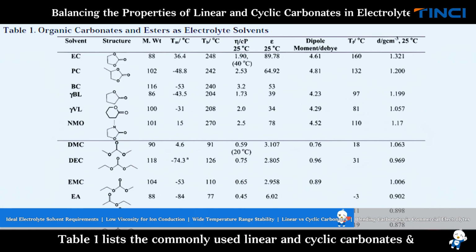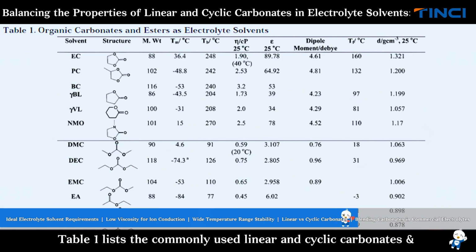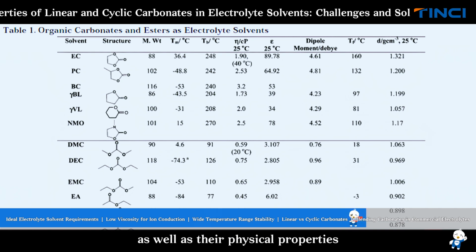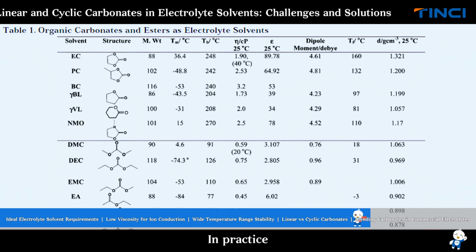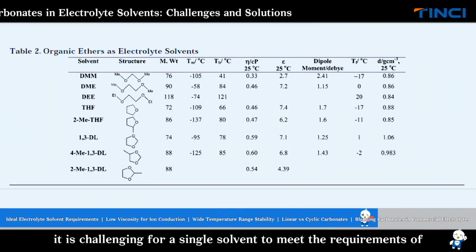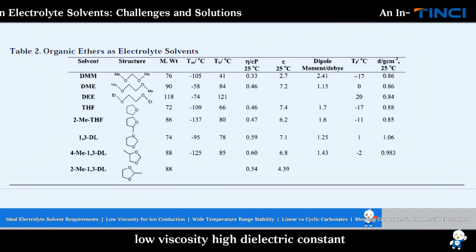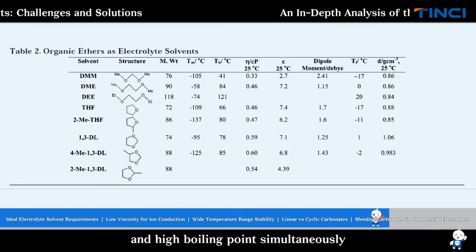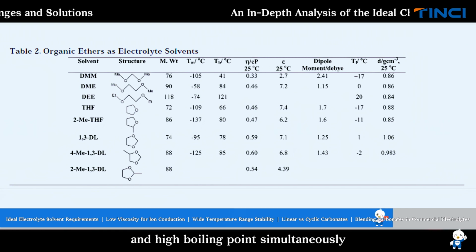Table 1 lists the commonly used linear and cyclic carbonates, ester and ether solvents, as well as their physical properties. In practice, it is challenging for a single solvent to meet the requirements of low viscosity, high dielectric constant, low melting point, and high boiling point simultaneously.